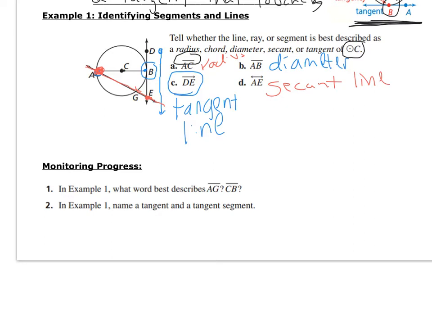So what I would like for you guys to do is monitoring progress, example number 1 and number 2, and to answer the questions that they talk about in number 1 and number 2, you're going to use this diagram up here, okay? So do those 2 problems. When you're finished, raise your hand and have the substitute come by and see if you answered it correctly. And if you get stuck, raise your hand and the substitute will be able to get you corrected.